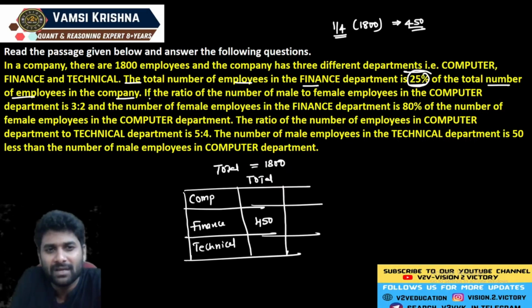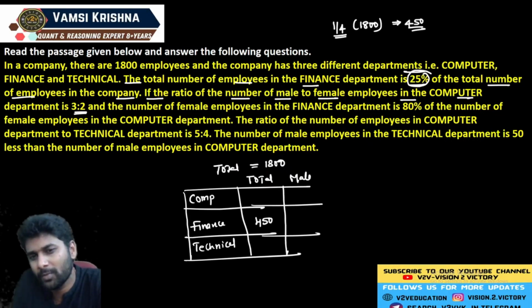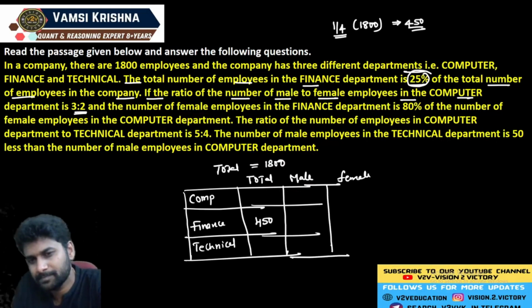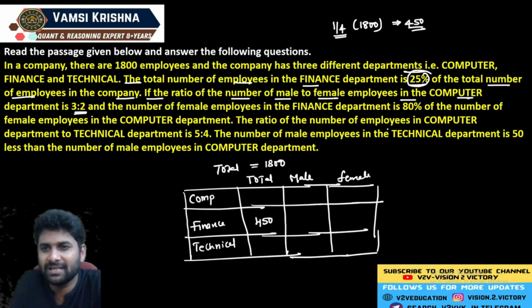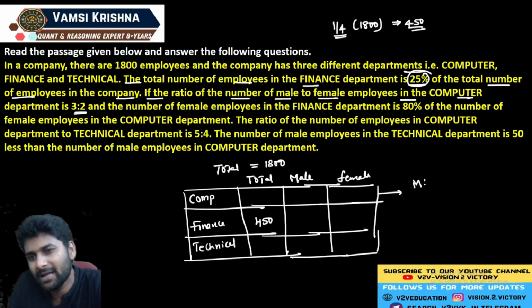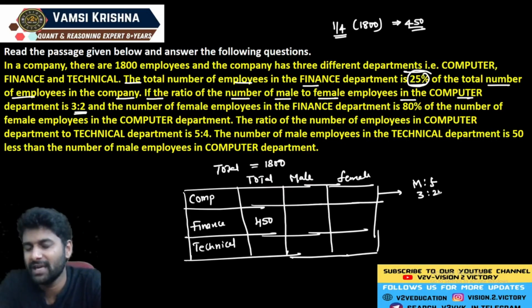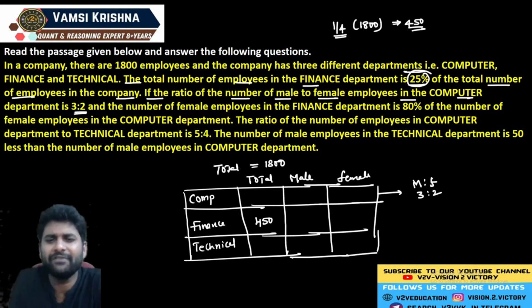Next information. The ratio of the number of male to female employees in the computer department is 3:2. So again, you should identify how many male persons are there and how many female persons are there. They clearly mention that the male to female ratio in the computer department is exactly equal to 3:2. Try to understand the meaning of ratio. If there are 5 people, 3 people are male and 2 people are female. And we still don't know the total count of the computer department.